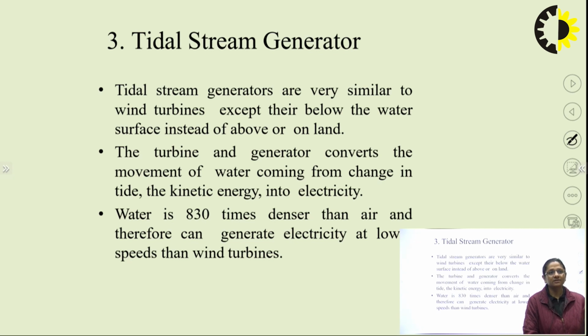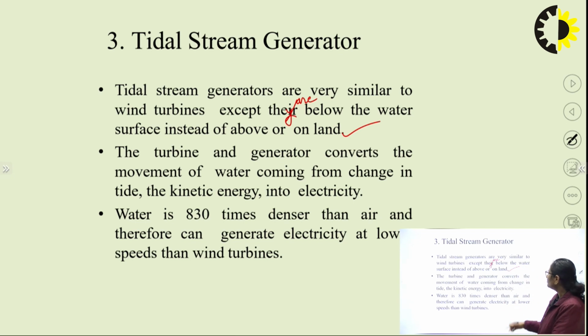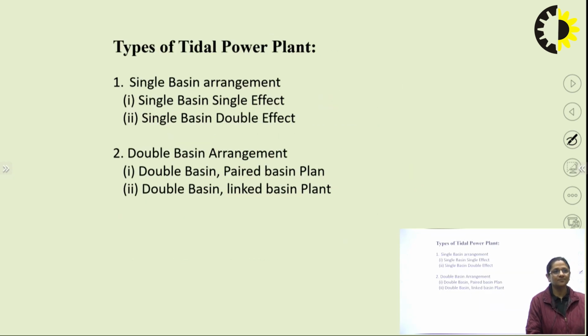Tidal stream generators are very similar to wind turbines except they are below the water surface instead of above on the land. The turbine and generator convert the movement of water coming from the change in tide, the kinetic energy, into electrical energy. Water is almost 830 times denser than air, and hence it can generate electricity at low speeds of the turbines.